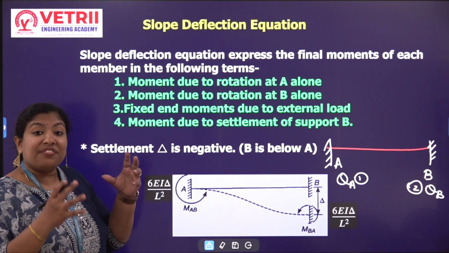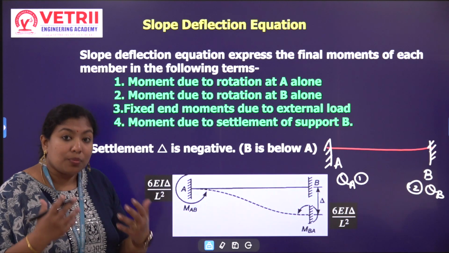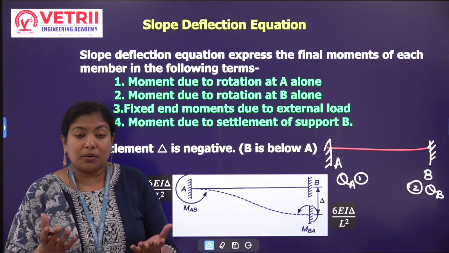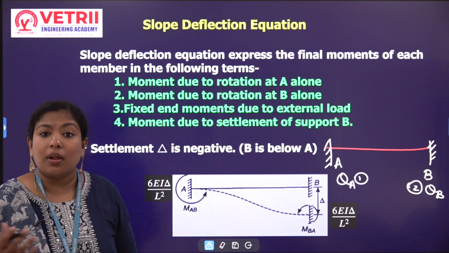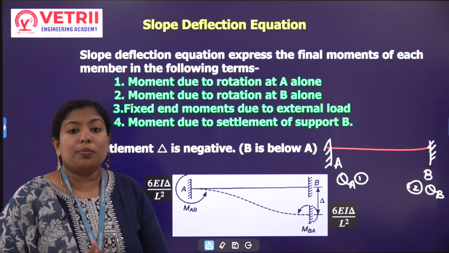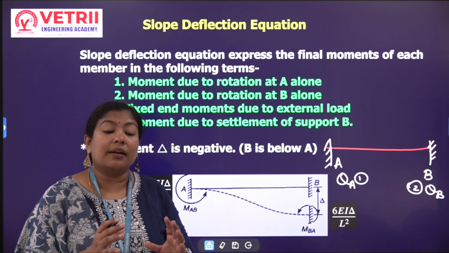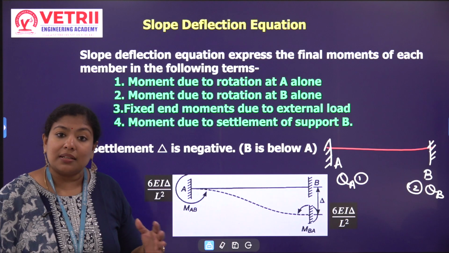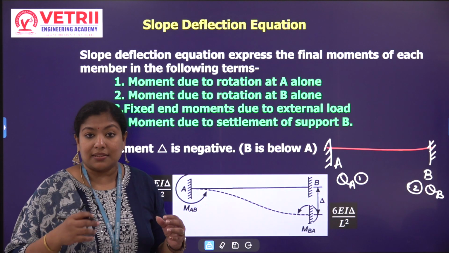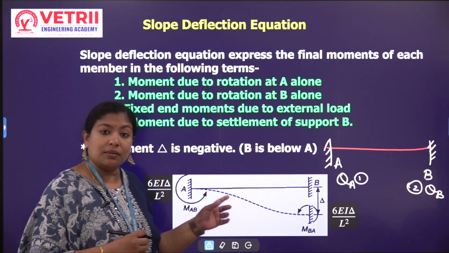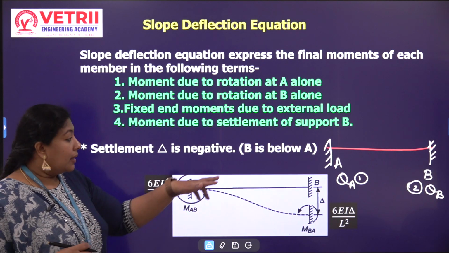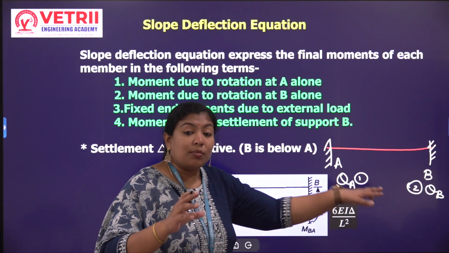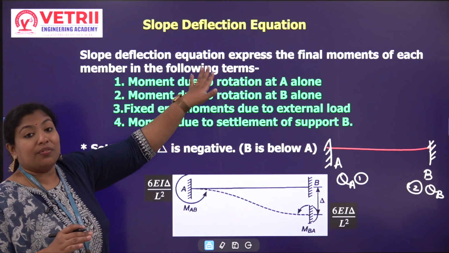Third one is the fixed end support. You are assuming that both the ends are fixed. Actually in our question, sometimes it can be a hinge or a roller. But when you are using the slope deflection equation, you have to assume that both the ends are fixed, then you have to write fixed end moments. So there are a set of formulas for different loading cases. You can learn accordingly. Okay, I will be displaying that. Then, adding each term at A and B, you will get the slope deflection equation.